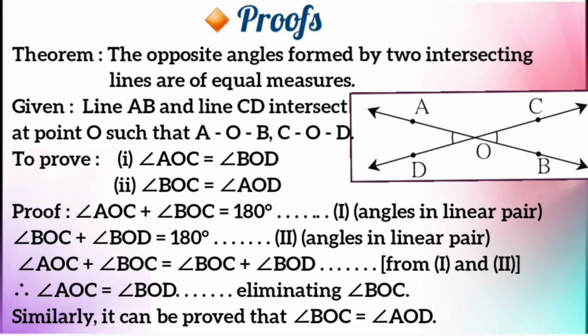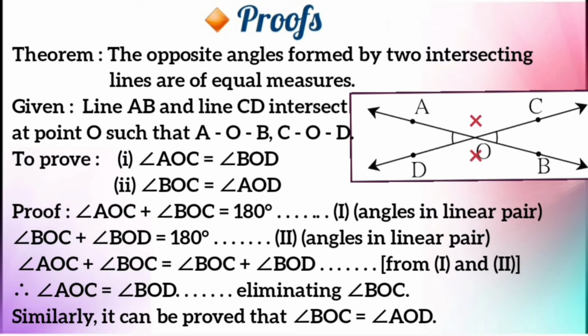So it is given that two lines are intersecting each other. Now what we have to prove is angle AOC is equal to angle BOD and angle BOC is equal to angle AOD. If we prove this, then we can also prove the theorem, that the opposite angles formed by two intersecting lines are of equal measure. Line AB and CD, and these are the opposite angles. Angle AOC and angle BOD are opposite to each other.